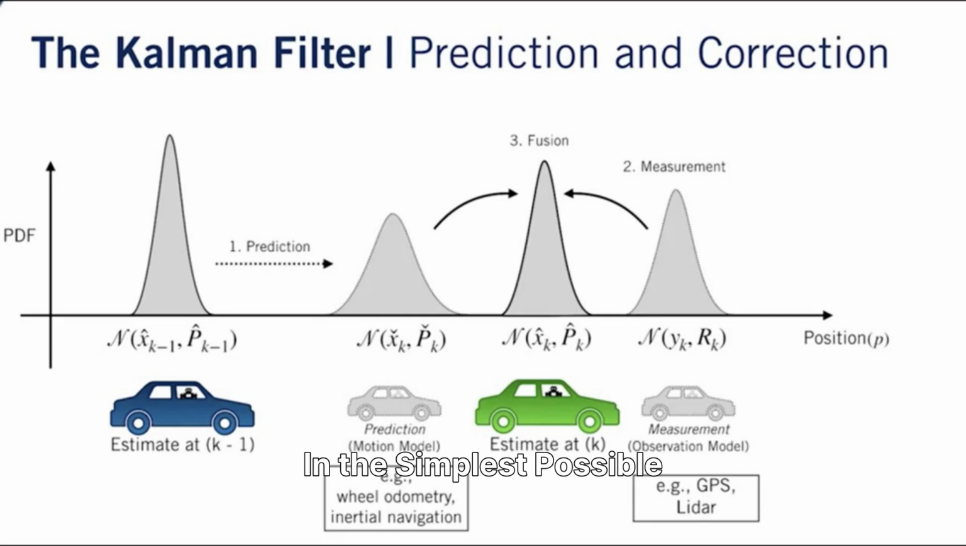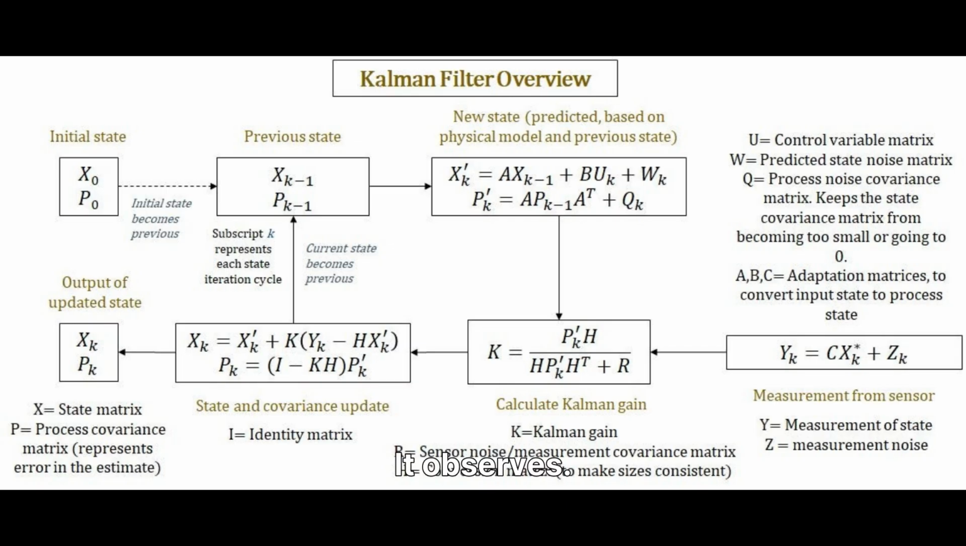In the simplest possible words, a Kalman filter is a smart estimator that mixes prediction and noisy measurements to produce the best possible guess of what's really happening. It predicts, it observes, it corrects, it repeats, and it does it beautifully and efficiently.